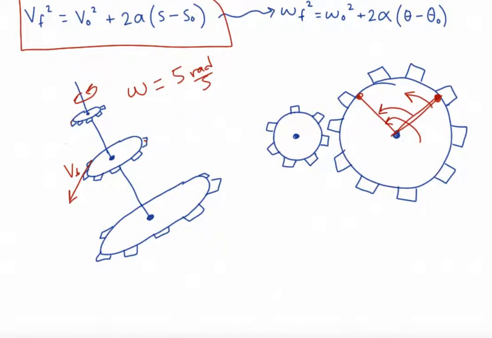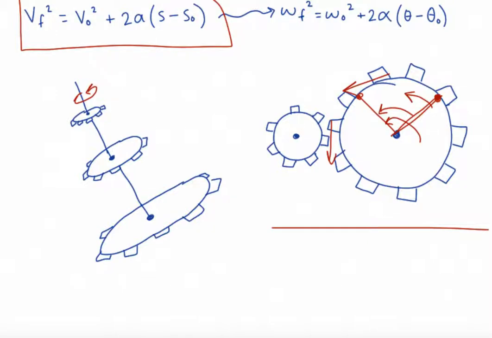To the right, I have these two gears. Let's say this larger gear rotates at 5 radians per second. It's going to have a tangential velocity right here, and the same tangential velocity right here, and so on.